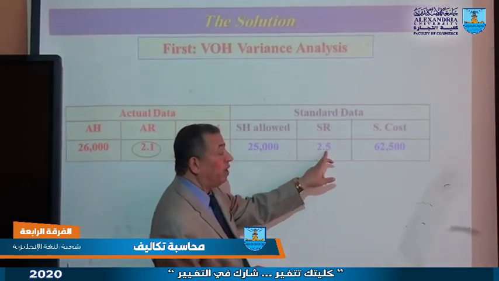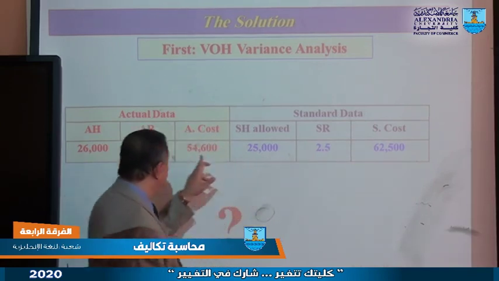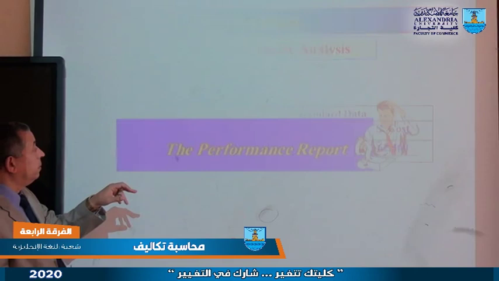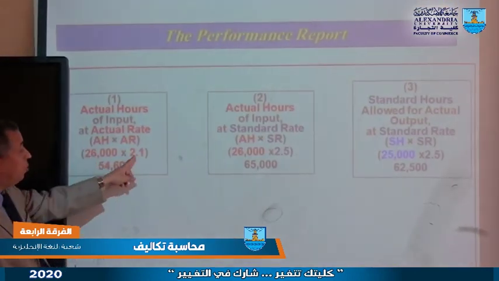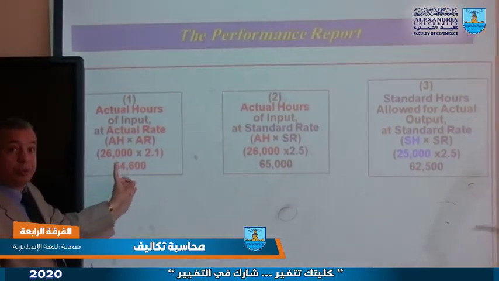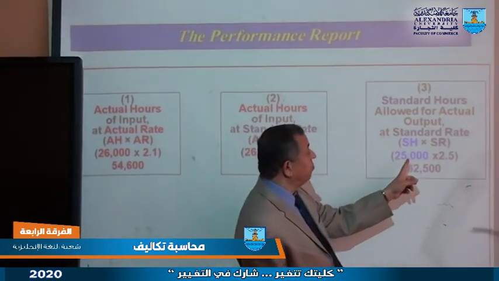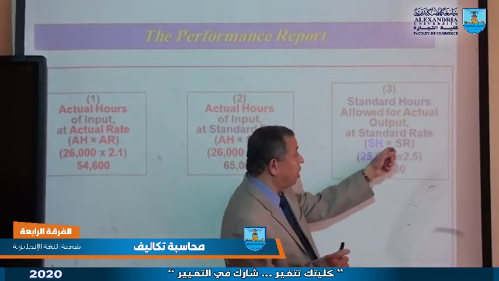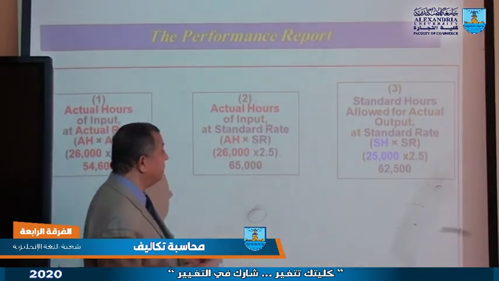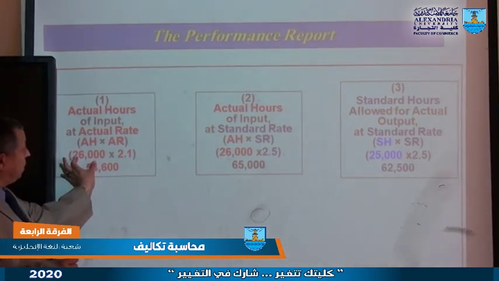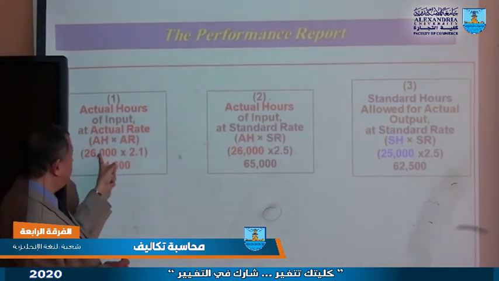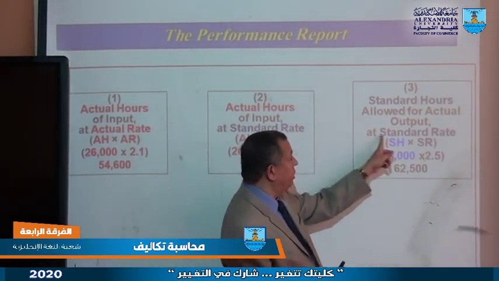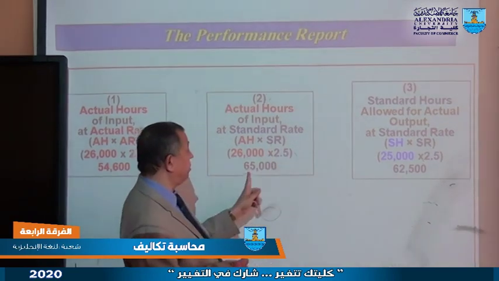25, 2.5, it's standard. 26, 2.1, actual. Again, 26, 2.1, it's actual cost. Here I have pure standard. Everything is standard here. Standard hour, standard rate. And in the middle, don't forget, I need what? I need actual hours. Here I have actual hours times what? Yes, standard rate. Standard rate.